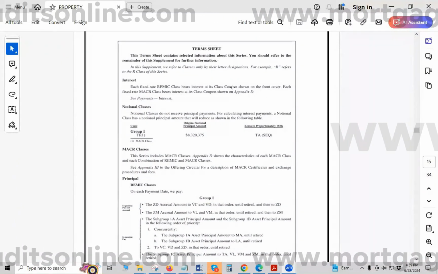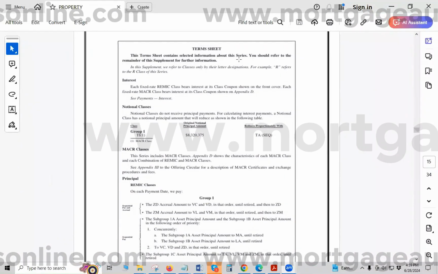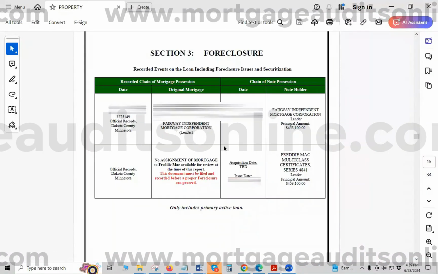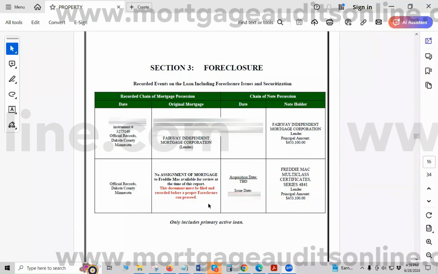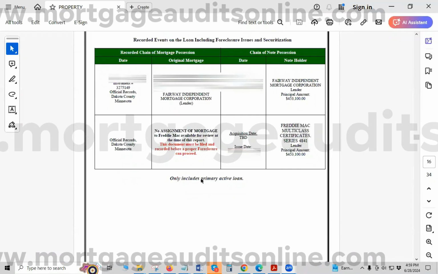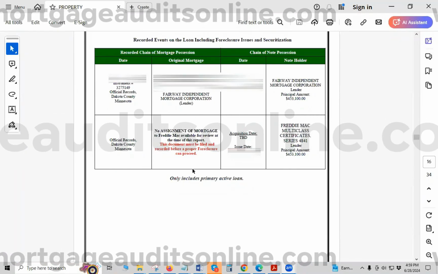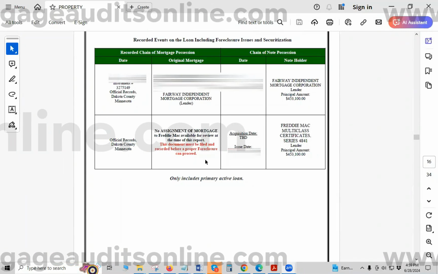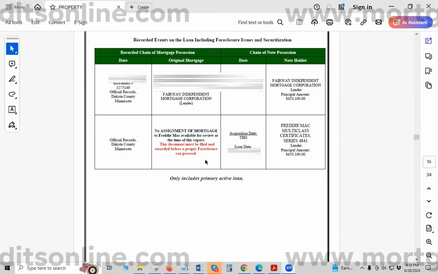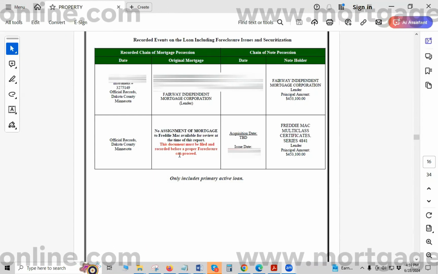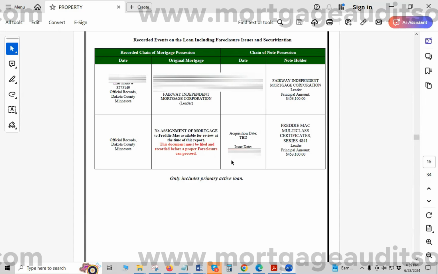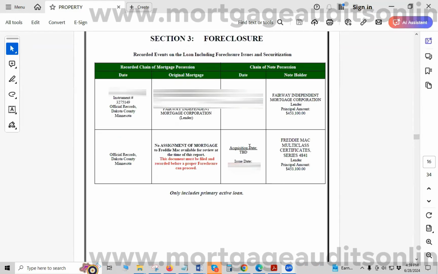This is a term sheet here. Okay, it contains information about the series. And here it's giving information about the foreclosure, or if there was a foreclosure filed, what would happen. Basically it's saying here that there was no assignment of mortgage filed. And it's saying this document, the assignment of mortgage, must be filed and recorded before a proper foreclosure can proceed. So if this client is in foreclosure, this right here is going to be a very important, crucial argument against the foreclosure, especially as you see later on in the video.